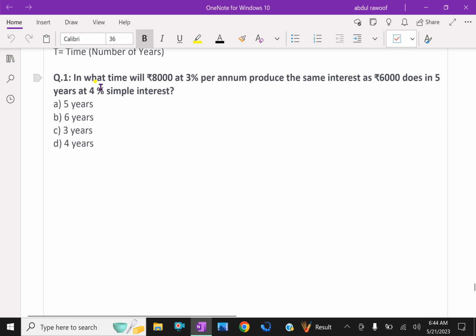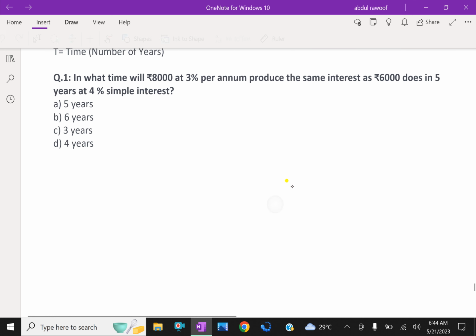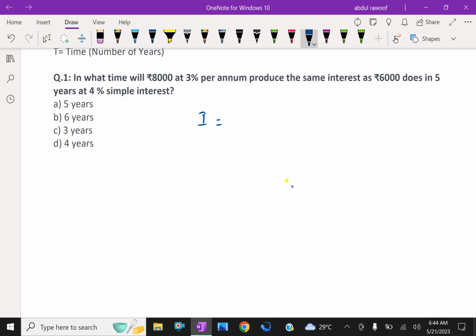Question number 1. In what time will rupees 8,000 at 3% per annum produce the same interest as 6,000 does in 5 years at 4% interest? Here, for simple interest I, the given principal is 6,000, rate of interest is 4%, time is 5 years, divided by 100, which gives 1,200.